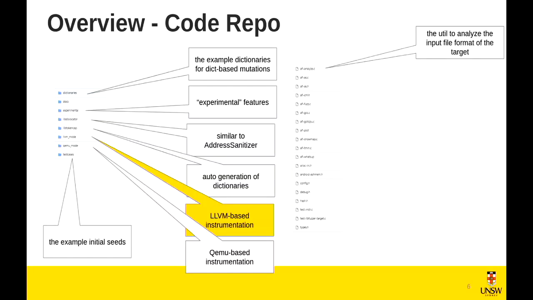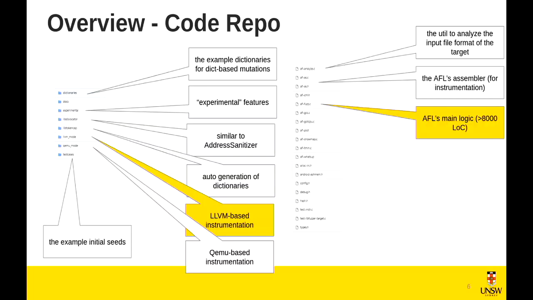So the first one is actually a mixture of the fuzzer itself and a set of utility tools. The first one is a utility tool that could be used to analyze the input format of the target program. And the second one here is AFL's assembler for instrumentation again. We will learn about this later.